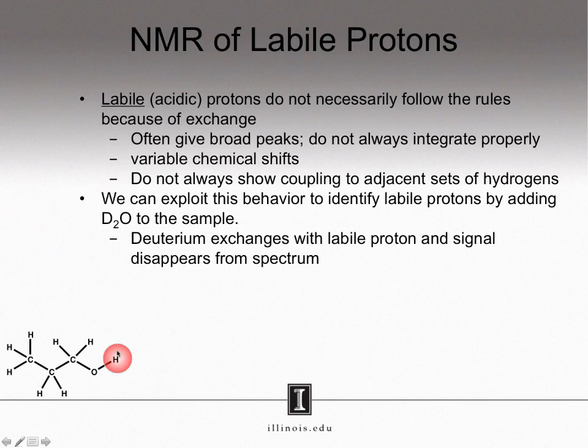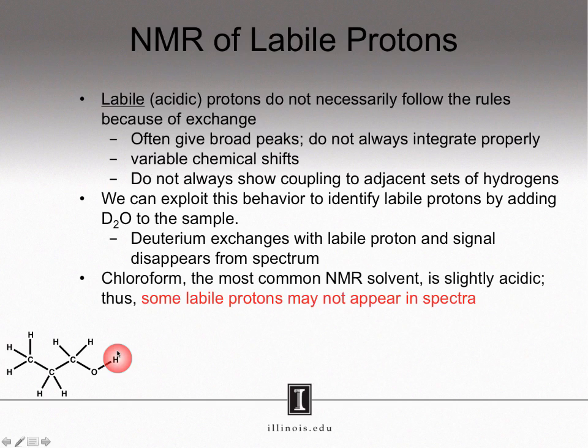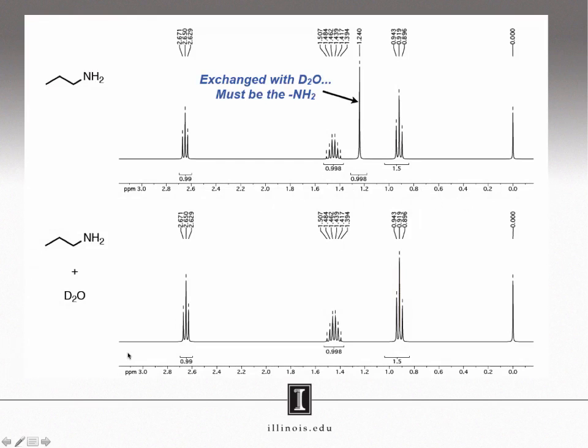The addition of deuterium is not the only reason a labile proton might disappear. Chloroform, which is the most common NMR solvent, is slightly acidic. The practical consequence of this is that labile protons may not appear in an NMR spectrum, even without the use of D2O. Here is a demonstration of a D2O experiment.